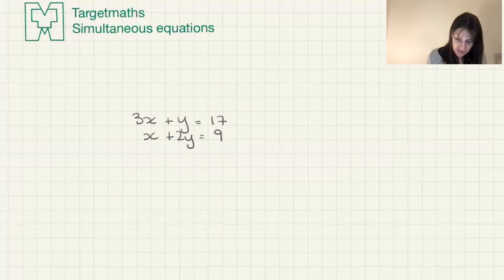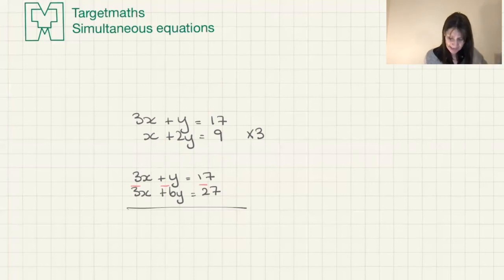So I want to match this. I just need to times the bottom by 3. So rewrite the top one, 3x plus y equals 17. And then 3x, 2y times 3 is 6y. And 9 times 3 is 27. I'm going to take away, take away, take away. 3x, take 3x, gone. Happy days. I've got y. I've got 1y, and I'm going to take away 6 of them. So 1 take away 6 is minus 5y.